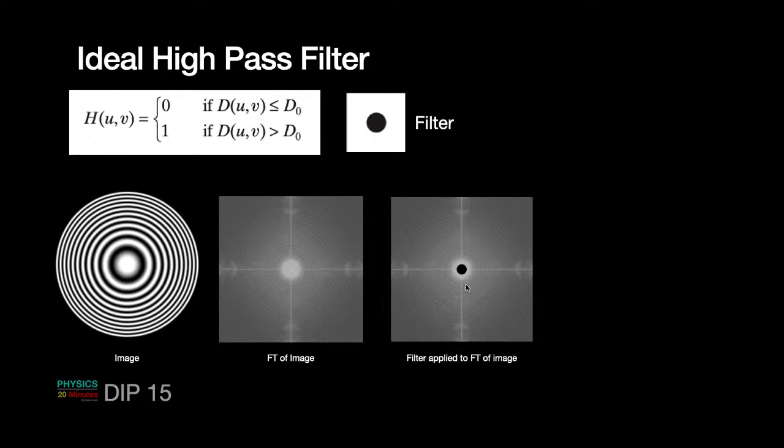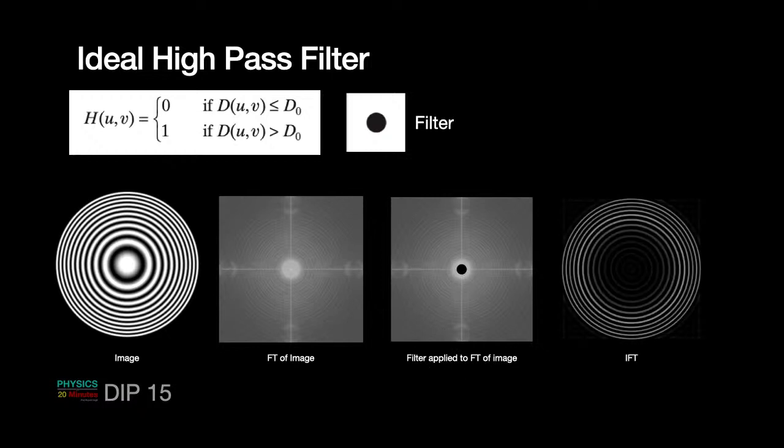So this is the higher frequencies and this is the inverse Fourier transform. You can see that all large objects from the image are suppressed completely, while all finer high frequency lines are retained. Where to put the cutoff, that is decided by D0, which is in turn decided by the user.